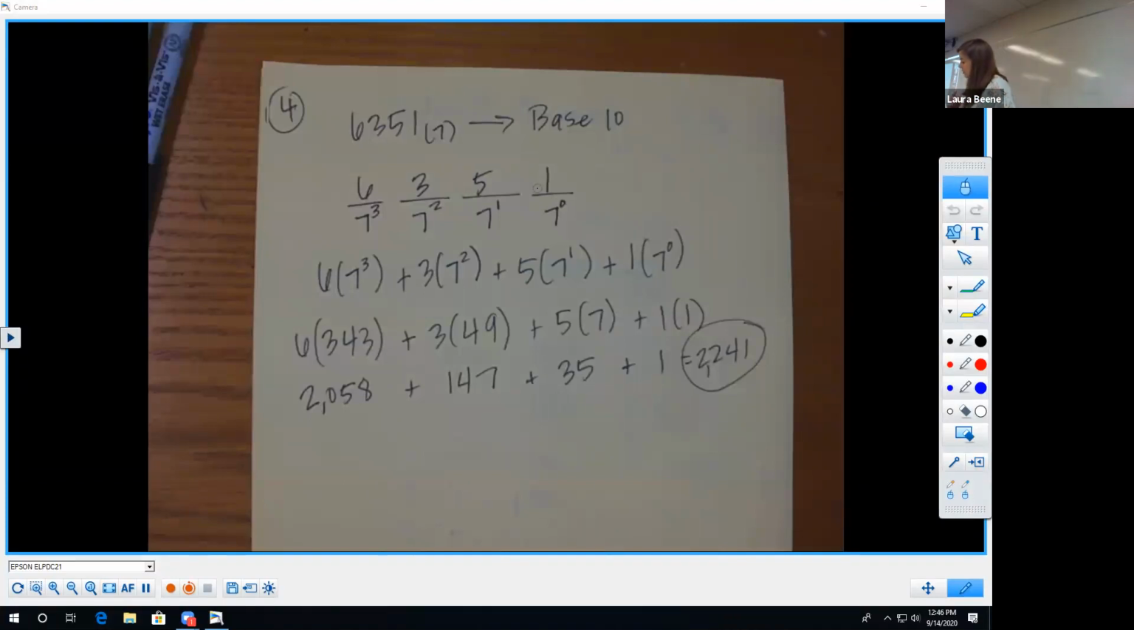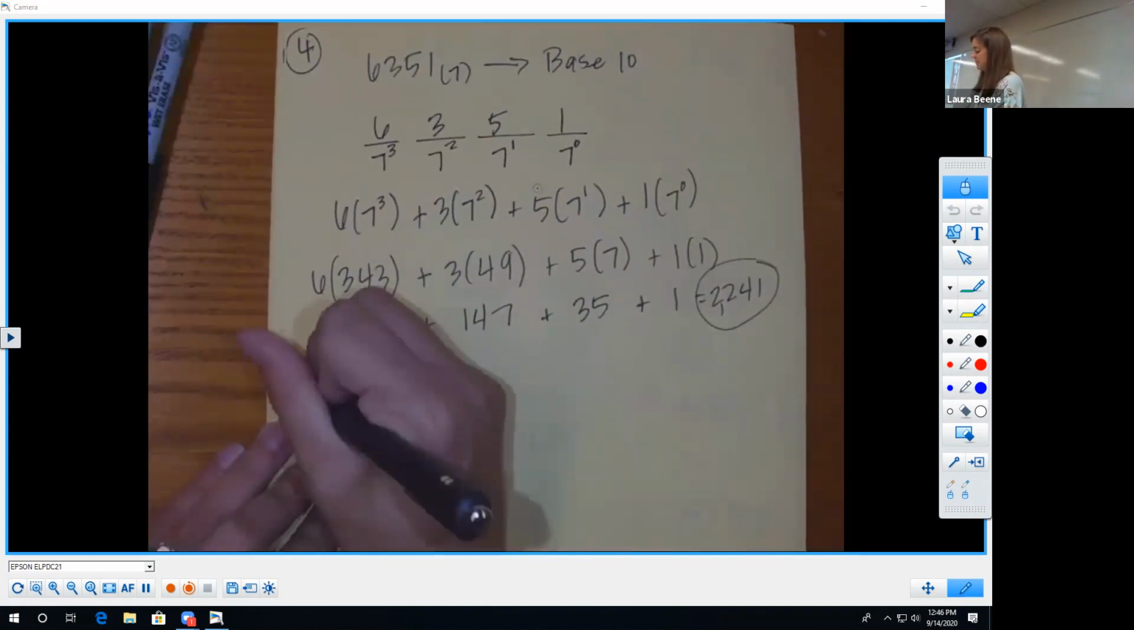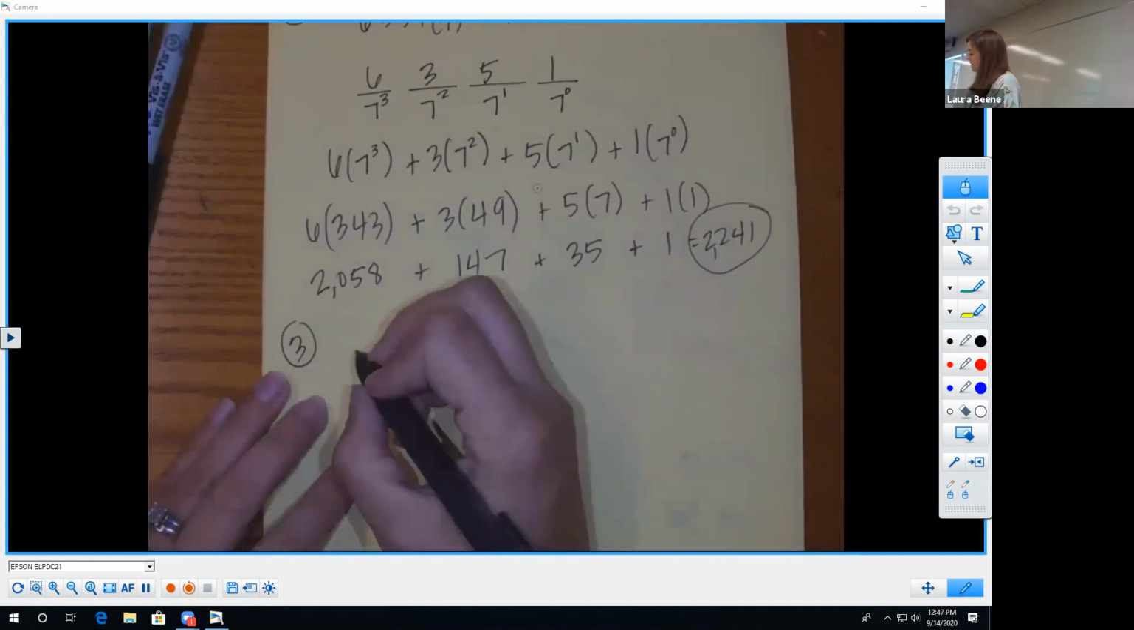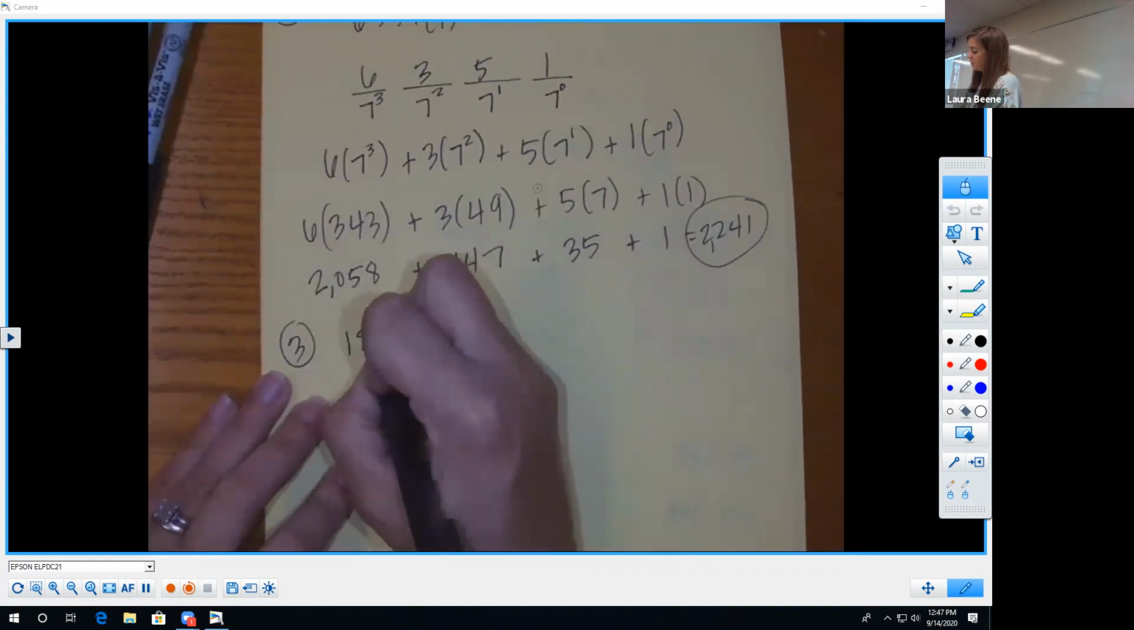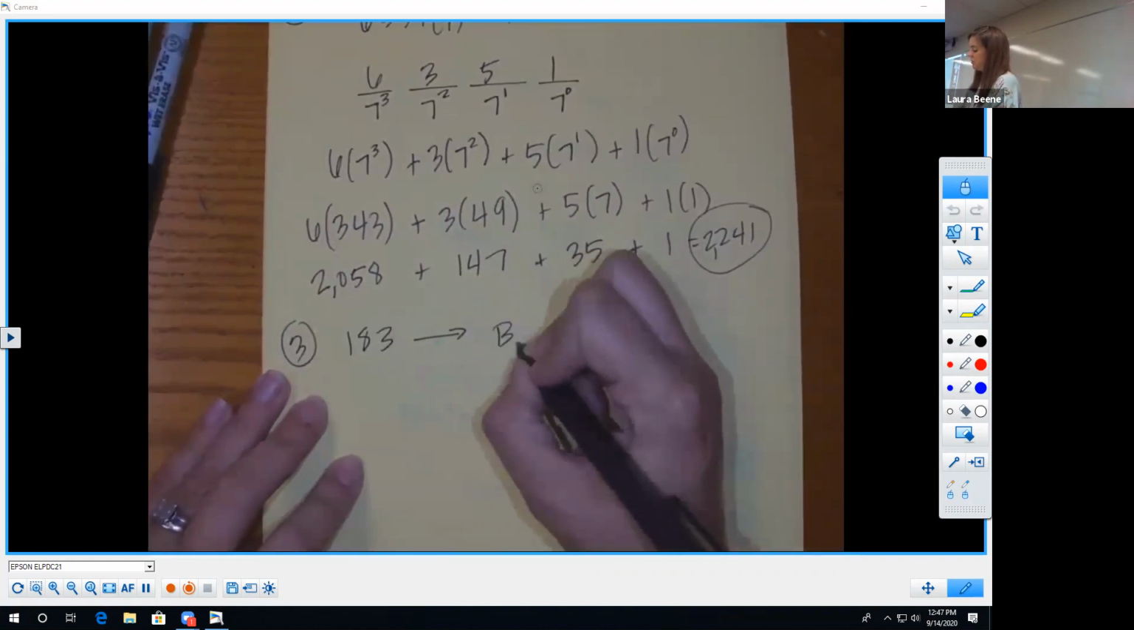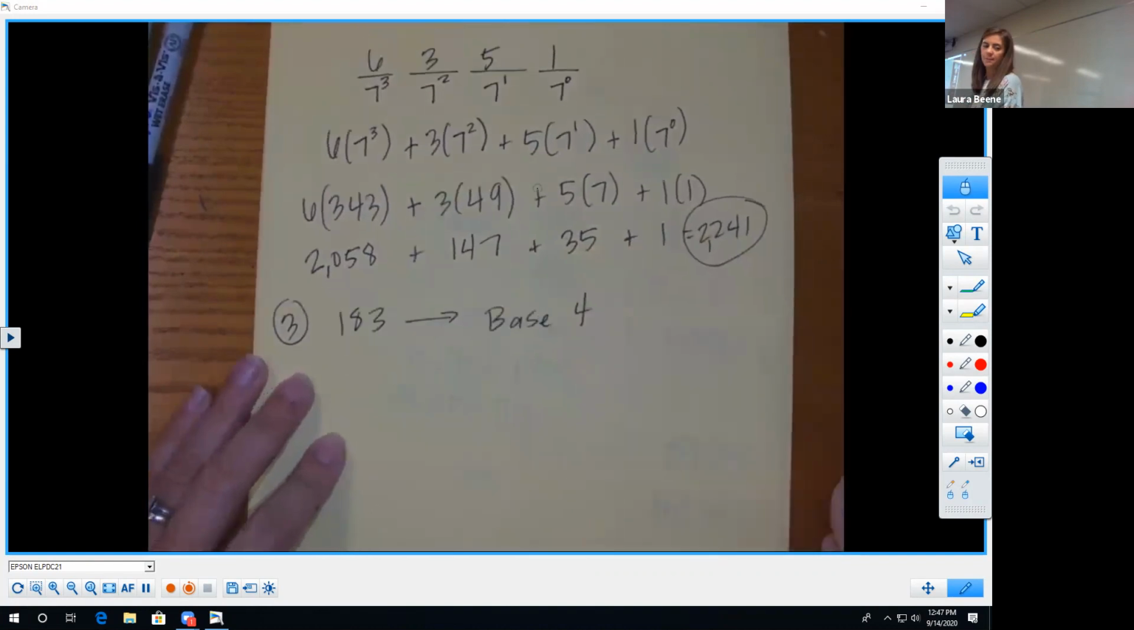She has to do number 3. So there you go. Number 3 is the other version of that. So let's do number 3. Number 3 is we're going from the number 183 into base 4.